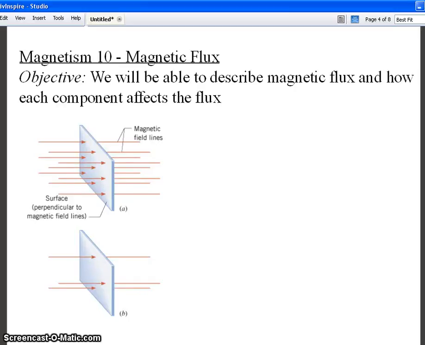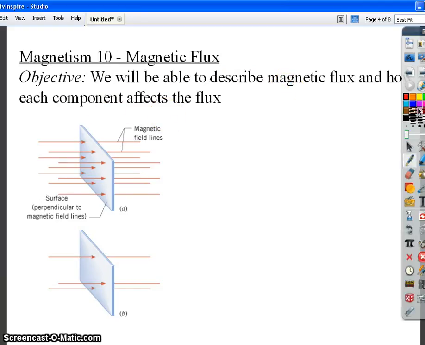Good morning, class, and welcome to this lesson on Magnetism 10, magnetic flux. Today, we will be able to describe magnetic flux and how each component affects the flux. So, what is magnetic flux? Sounds kind of complicated, but it has a pretty simple definition.